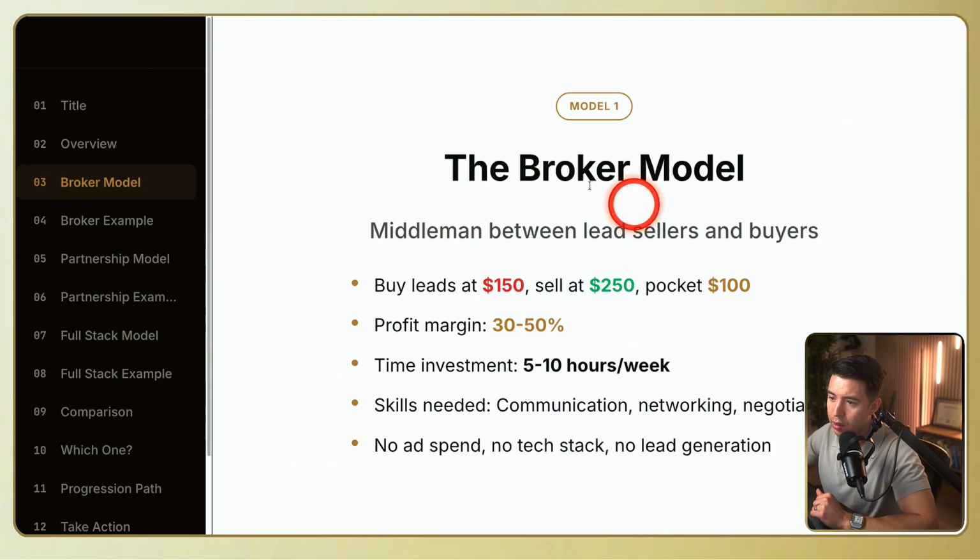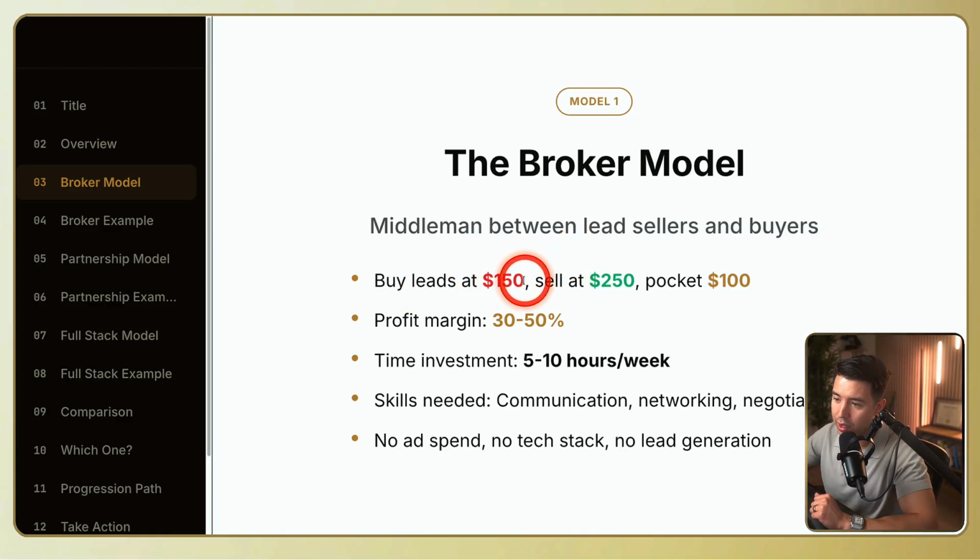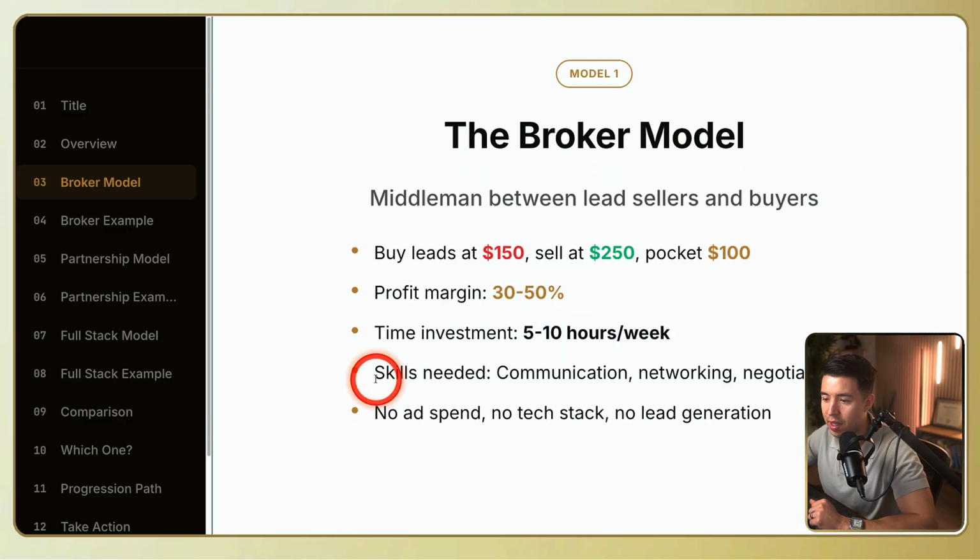So in the broker model, you're the middleman between the leads and the buyers, right? Your job is really to close deals and build relationships. So you buy the leads at 150 from a media buyer or someone that can generate these leads for you. You sell at 250, you pocket 100. Your profit margins are 30 to 50%. Time investment, 5 to 10 hours a week. Skills needed: communication, networking, negotiation. No ad spend on your end, no tech stack, no lead generation.